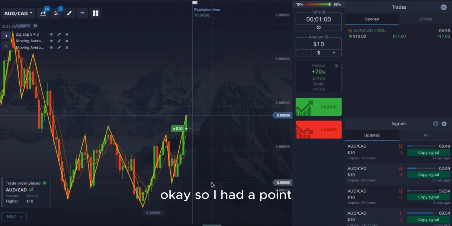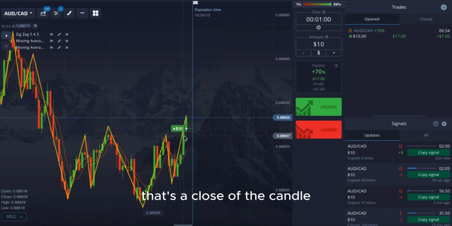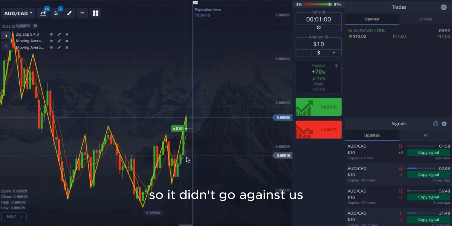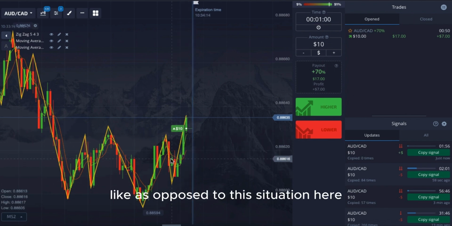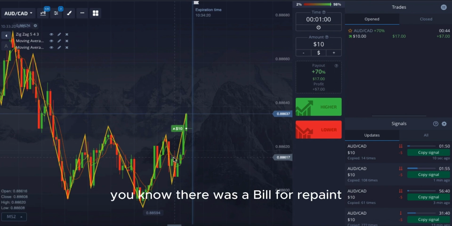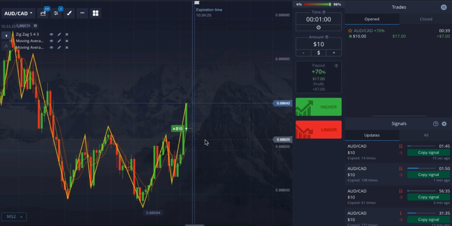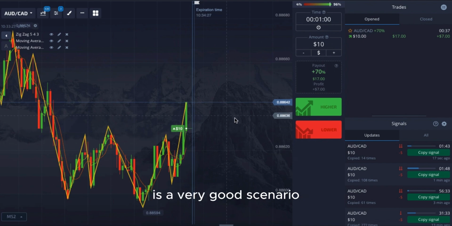Let's do it. Okay, so at that point, we have confirmation because of the close of the candle, so it didn't go against us, as opposed to this situation here. We had this, but in the span of that time, there was a bit of a repaint, and then the candle went the other way. And this, on the other hand, is a very good scenario.